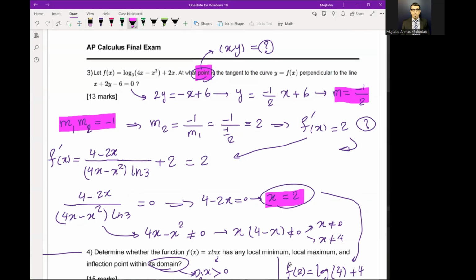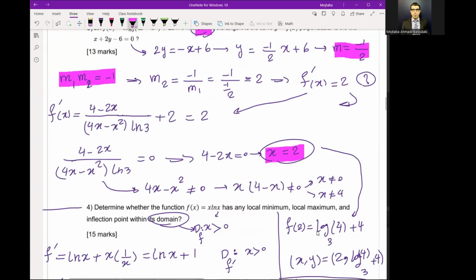So the y value would be f of that 2. We're going to plug that in here, right? If we do, we're going to get logarithm of 4 in base of 3 plus 4. So that's the point that we were looking for.